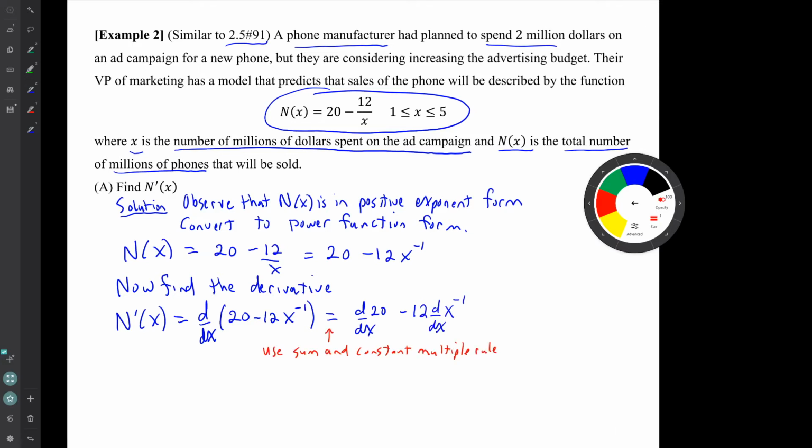Here in this step, we use the sum and constant multiple rule. Notice that this constant multiple of 12 slipped right through that derivative symbol. But this constant function of 20 doesn't come through the derivative symbol. It has to stay inside. It's not a constant multiple. It's a constant function. Now we'll use the constant function rule and the power rule.